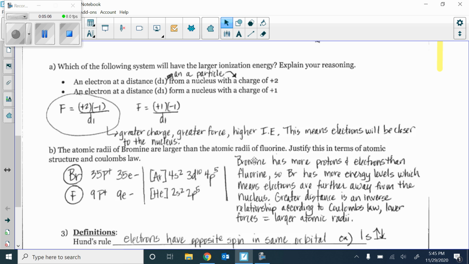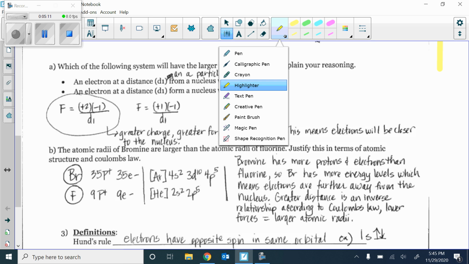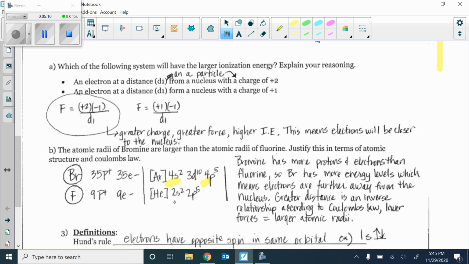Let me grab, oh, I still have the highlighter on. You can see that I have the highest energy level of 4 here, and here I have the highest energy level of 2. That's going to play a part in the atomic radii, in the atomic structure of it. So bromine has more protons and electrons, which means it has more energy levels further away from the nucleus. In terms of Coulomb's law, that's an inverse relationship, so it's going to have lower forces, easier removal of electrons, and larger atomic radii.